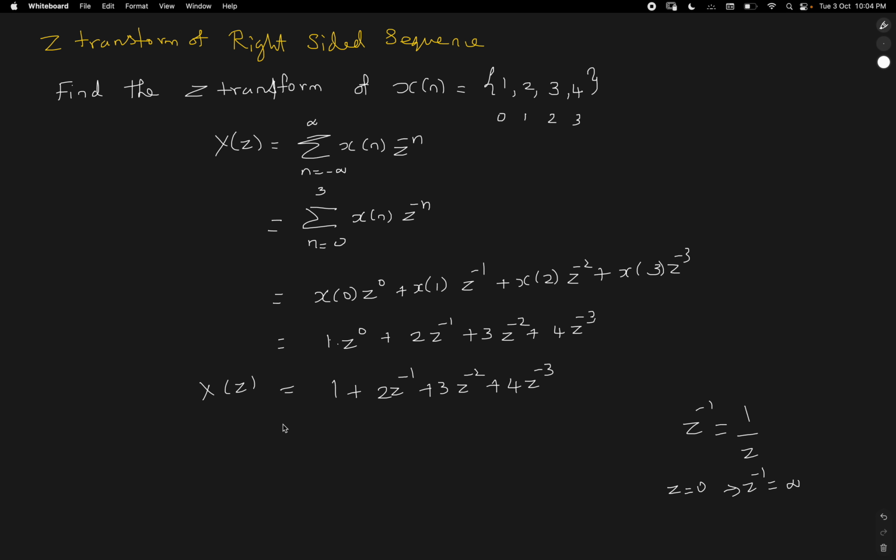So we can define the region of convergence for this X of z as the entire z plane except z is equal to 0. So this is the ROC for the given problem.